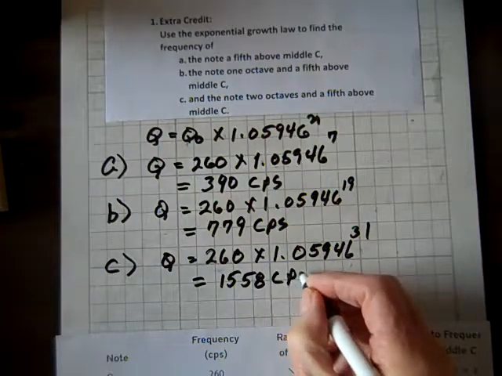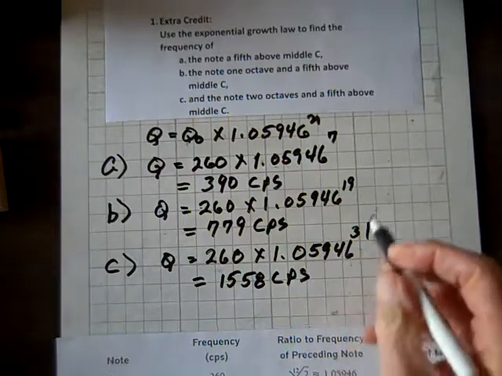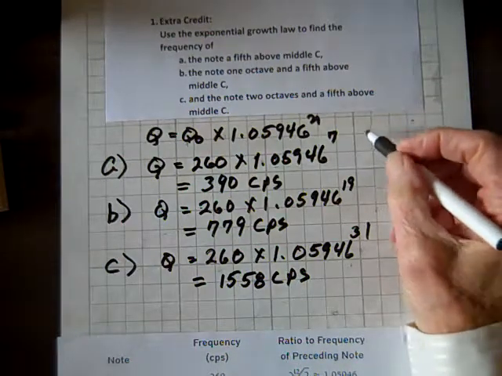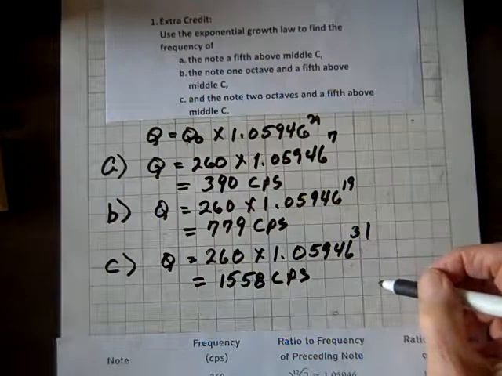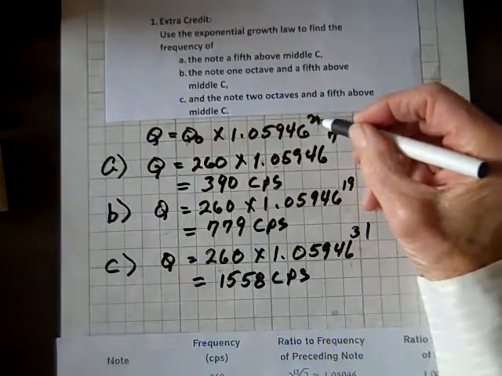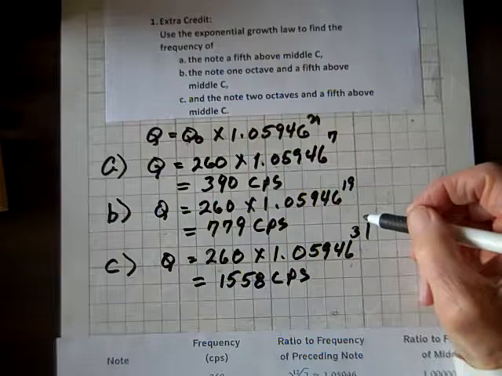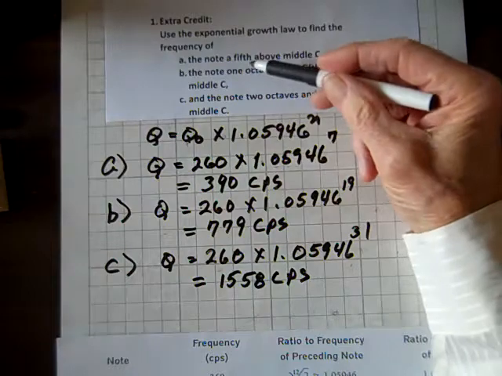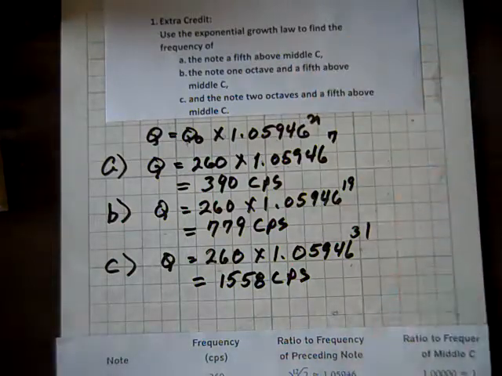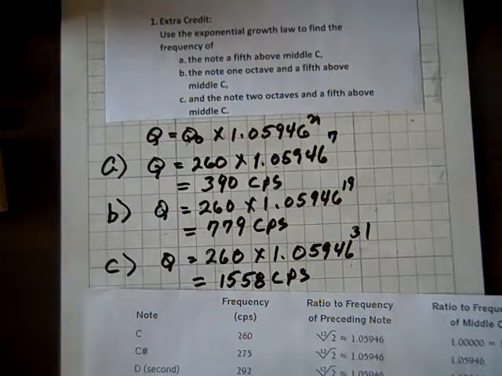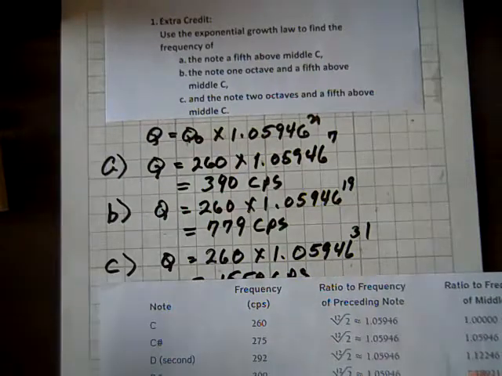cycles per second. So when you do this extra credit quiz, the process is identical to what we've done, except we'll have different n values, and we probably won't be going up a fifth. We'll be going up a second, third, fourth, sixth, or seventh.